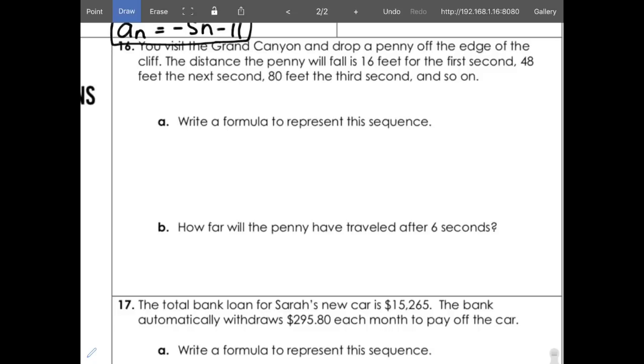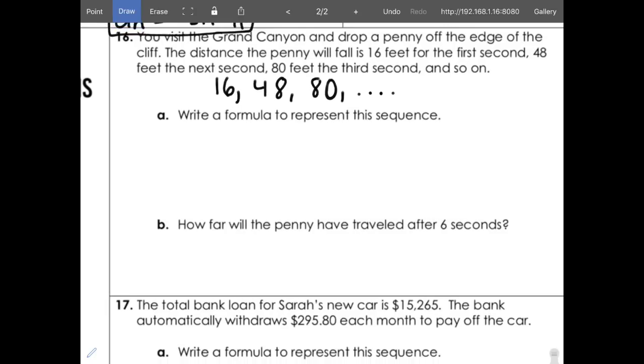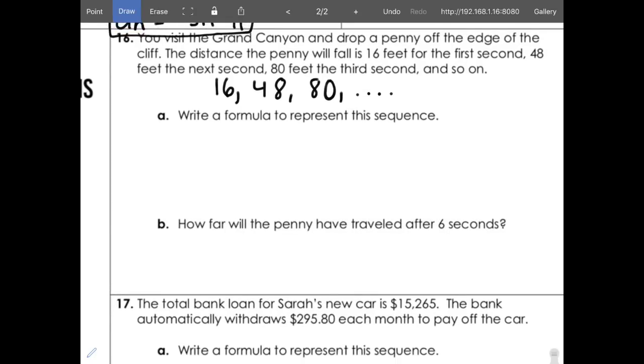So what does this look like? Well, 16 feet the first second, 48 feet the next second, and 80 feet the third second, and so on. I'm going to put dots there to show the so on. It keeps falling, right? Write a formula to represent this sequence. Well, we know what to do: a sub n equals d times n minus 1 plus a sub 1. So what pieces do we need? We need d and we need a sub 1. So I'm going to write out d equals and a sub 1 equals.